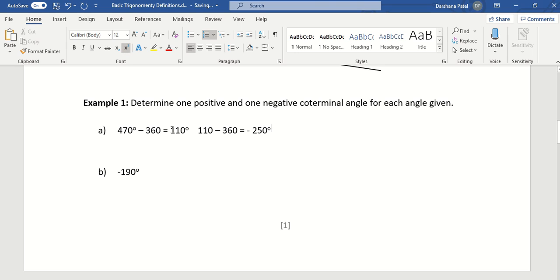As I said, these are not the only two answers. I could keep subtracting 360 and get other answers. Or I can add 360 to get 830. So 830 will be my positive angle, and then 110 will not be the other answer because we need one positive, one negative. So I can say 830 and negative 250, or 110 and negative 250. We get answers by adding or subtracting multiples of 360, and getting one positive, one negative answer.